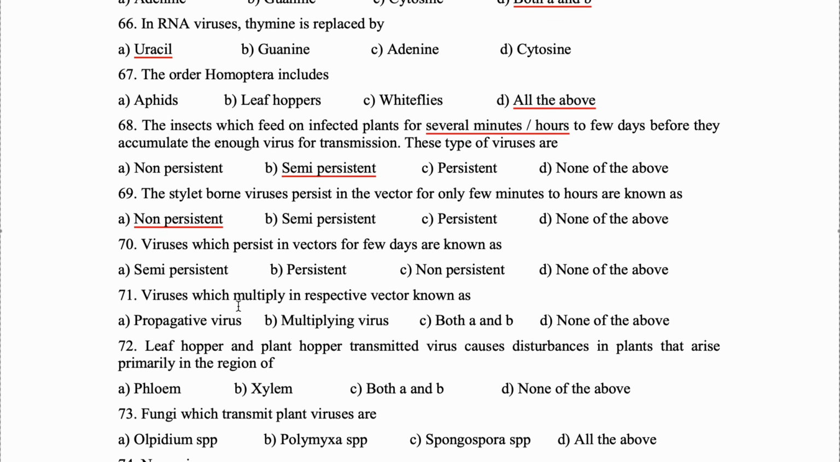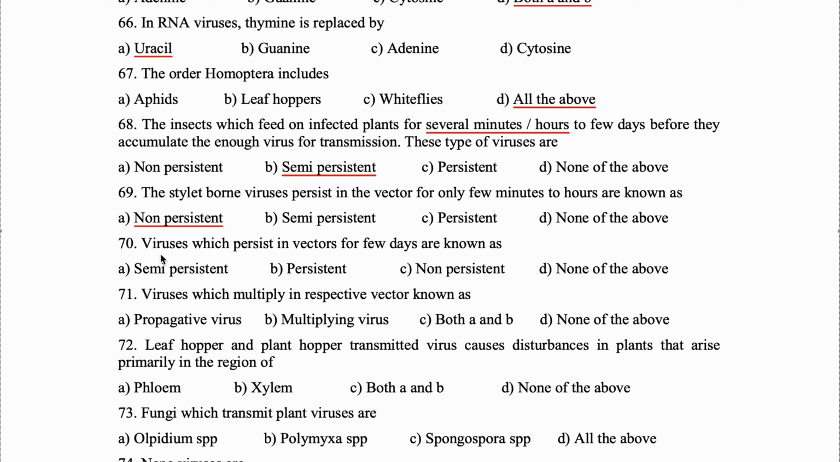Okay. Question 70. Viruses which persist in vectors for a few days are known as persistent. Now it comes to persistent. You know, I understand if anybody is seeing this and they are new to agriculture or plant pathology, no need to worry. It will get easier when you understand the mode of transmission of viruses. Okay.